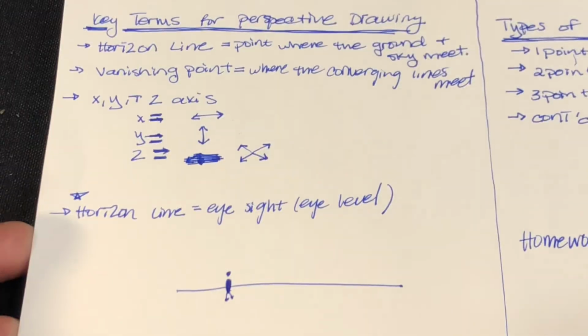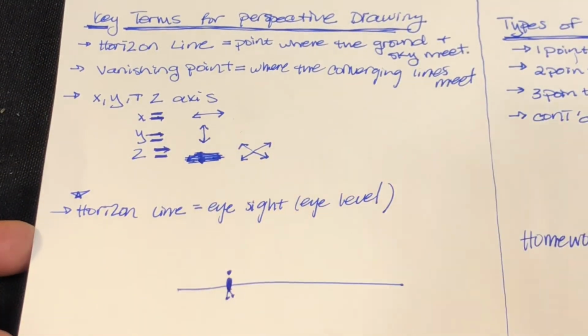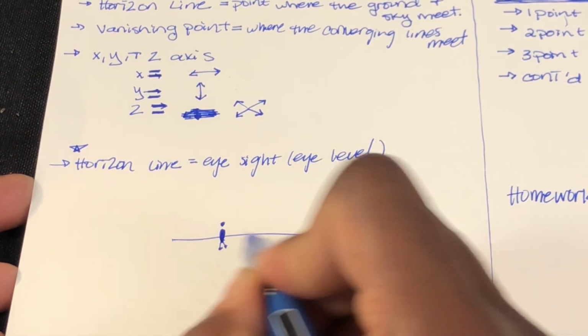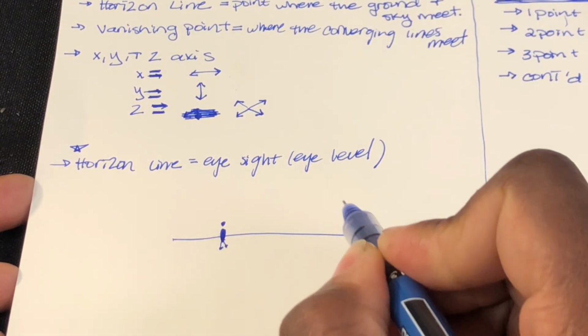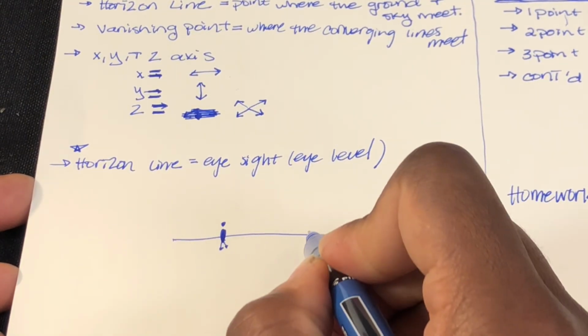Up next, you have something called the vanishing point. The vanishing point is where the converging lines are going to meet. So I'm going to go ahead and put my vanishing point. Now, the vanishing point can go anywhere on the line as long as it's on the line. Do not put it above the line or below the line. It must be on the line.